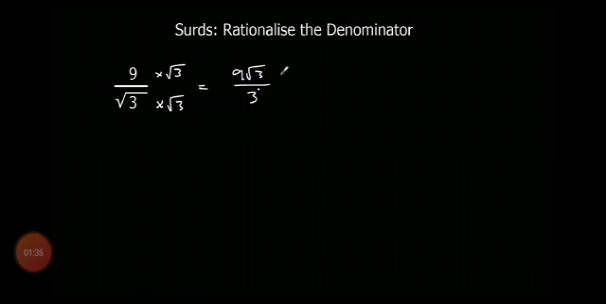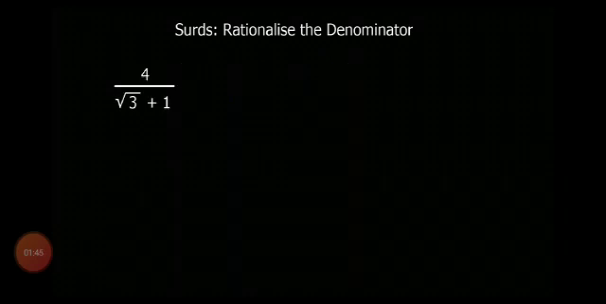9 and 3 both are divisible by 3, so after division by 3 we will get 3 into under root 3 as the standard form of question number 2. This is the result of question number 2. Question number 3, now we will try 4 by under root 3 plus 1.